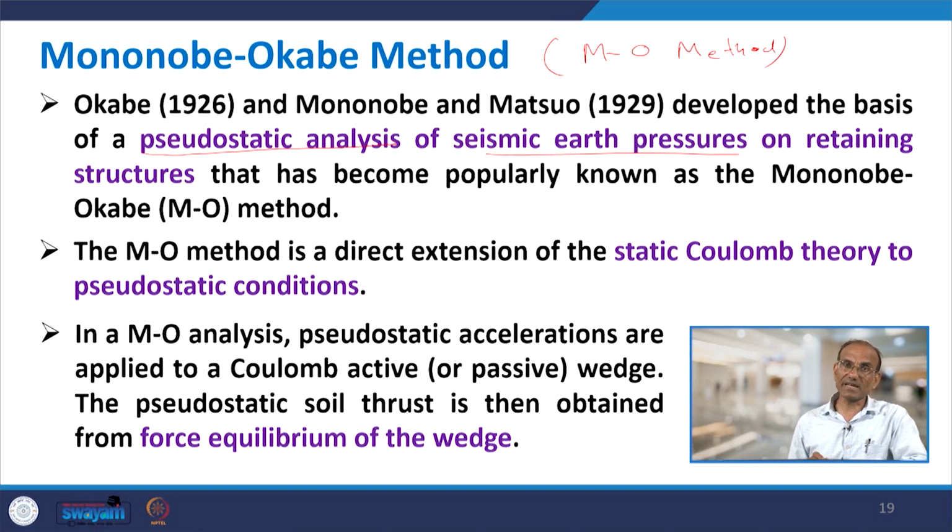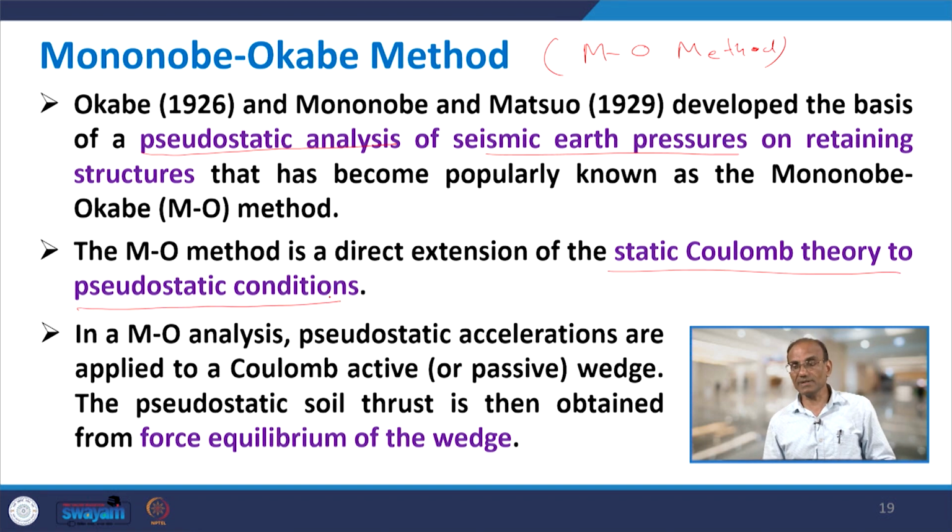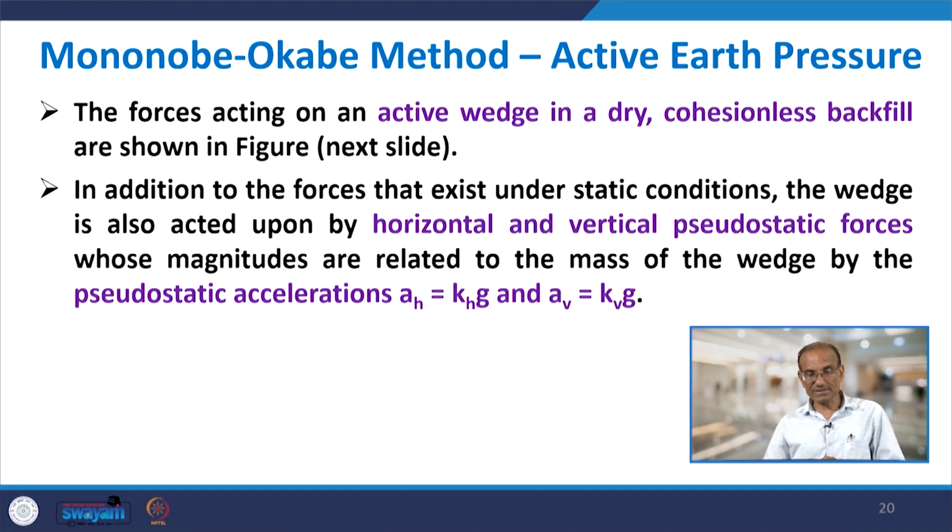The MO method is a direct extension of the static Coulomb theory to pseudostatic conditions. So, you can say MO method is nothing but static Coulomb theory plus pseudostatic analysis. In an MO analysis, pseudostatic accelerations are applied to a Coulomb active or passive wedge. The pseudostatic soil thrust is then obtained from force equilibrium of the wedge. So, what is done here?